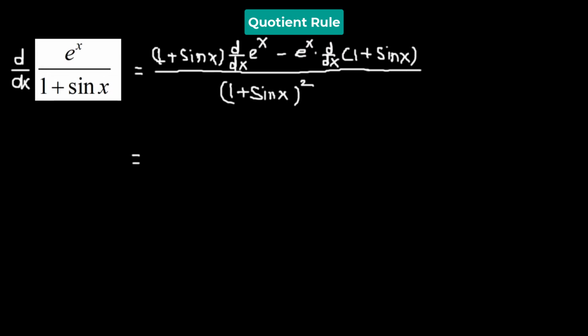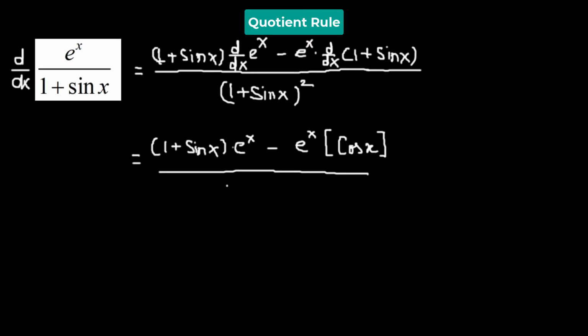So that is going to give us 1 plus sine of x multiplied to derivative of the exponential function, which is the function itself, minus e raised to the power of x multiplied to the derivative of 1, which is 0, plus the derivative of the sine function, which will be cosine of x, all divided by 1 plus sine of x whole squared.